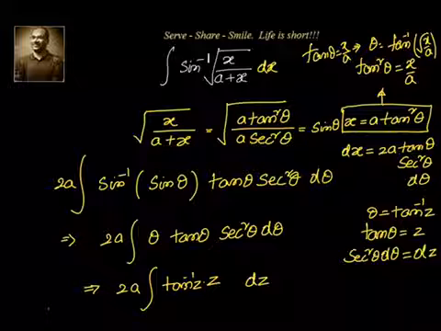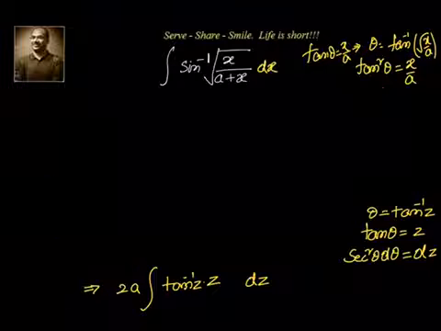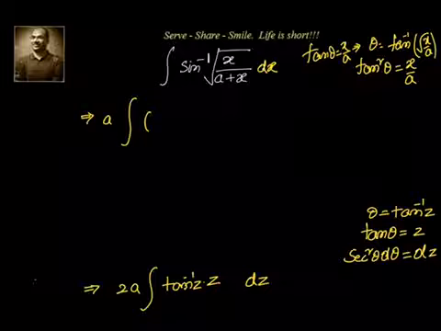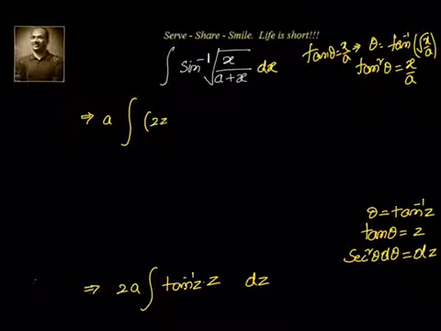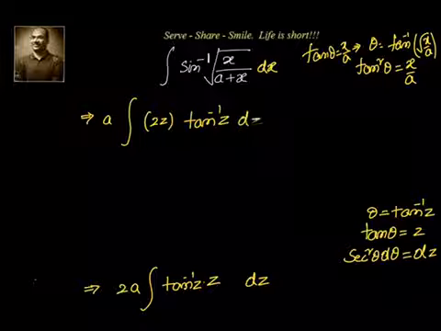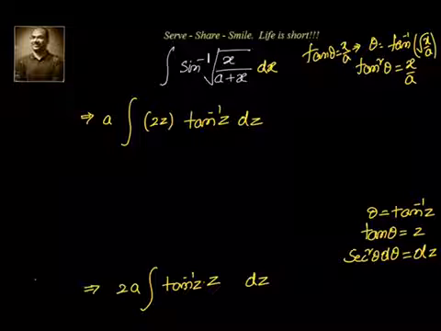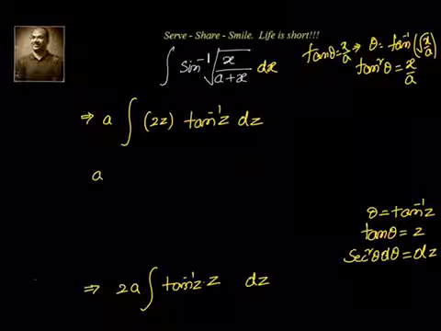So let's go ahead and try to solve this by using integration by parts. In the next step, what we will write down? We'll write down equals a integral of 2z into tan inverse z dz. Now we will apply integration by parts. When we do integration by parts, we have to choose first and second function. Our first function is tan inverse z and second function is 2z. So we will integrate the second function.